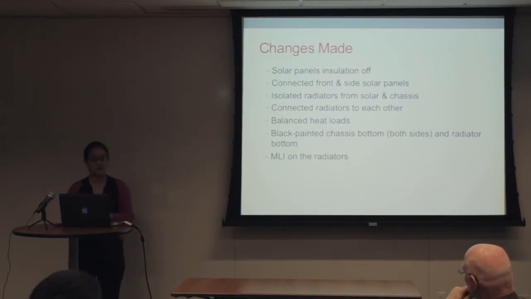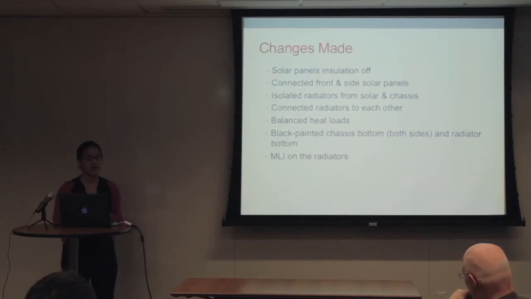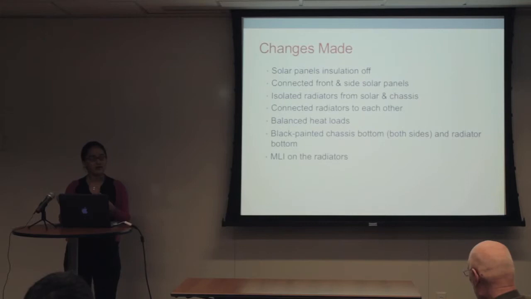So here's a list of the changes I made. I altered some things about the solar panels. I connected things together, as I previously mentioned. I balanced all the heat loads. Previously, I had a lot of really heavy energy things on one side, and so balancing the heat loads helped prevent that one side from overheating.